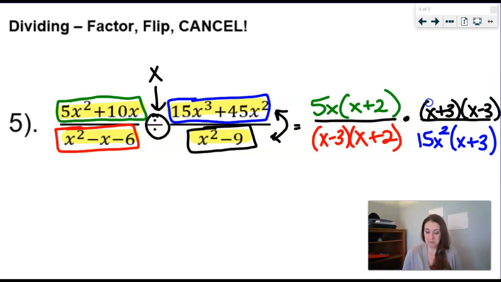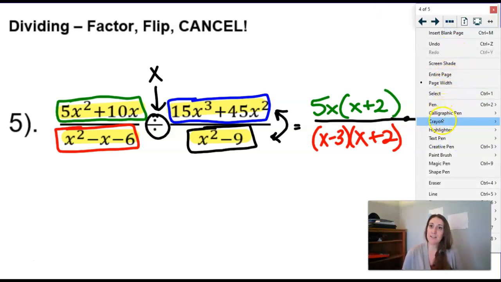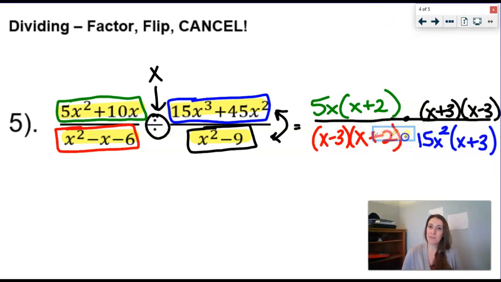All right, now for my favorite part in this whole problem, remembering that this is one big fraction bar, you can start crossing off anything that shows up in the numerator and denominator. Let's see what we got here. I'm going to have to use a highlighter to cross them off. Okay. So the x plus 2's are gone. And then the x plus 3 is gone. Ooh, the x minus 3 is gone.